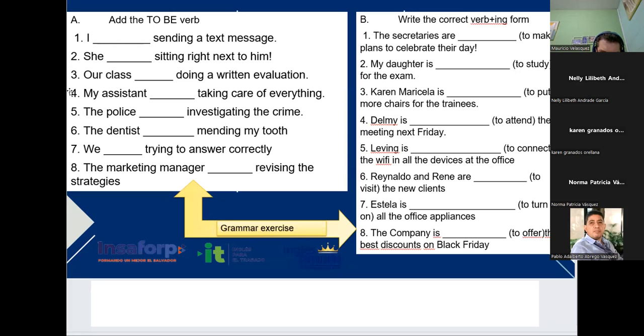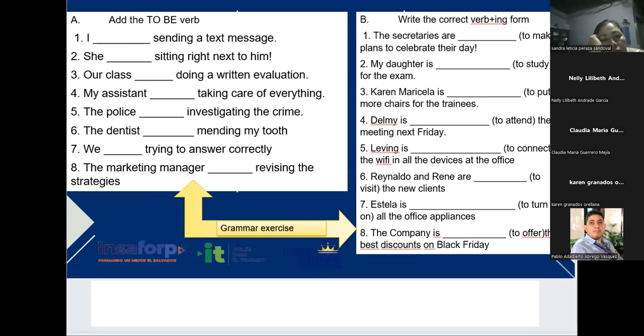All right, number four. My assistant is taking care of everything. Very good. My assistant can be a she and can be a he. We don't know if it is a woman or a man, but it's a third person, so we use is.